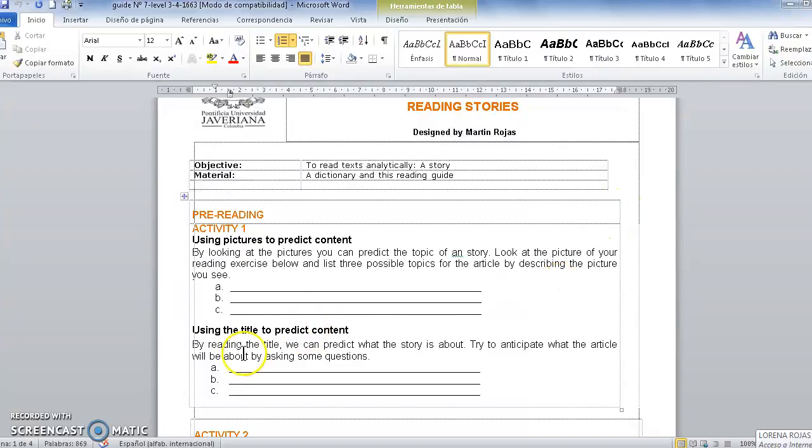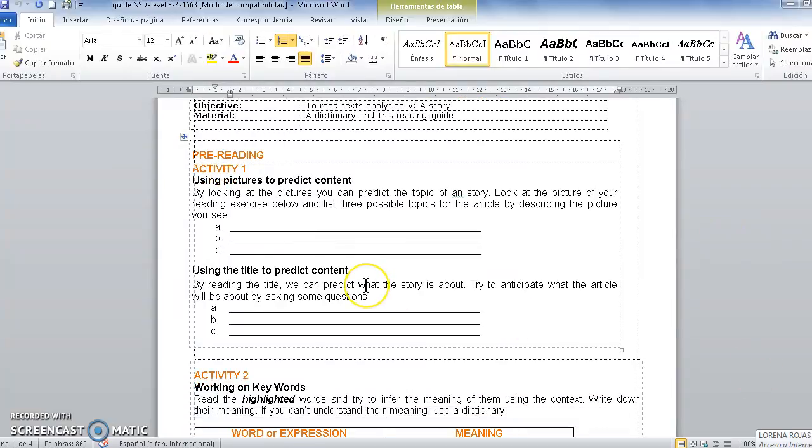The second activity here is using the title to predict content. It is similar, but in addition to looking at the picture and writing the possible topic here, you're going to write the possible content here for this story. So you look at the title, you'll read the title and try to predict the possible contents. Very brief ideas here, 3 ideas here.